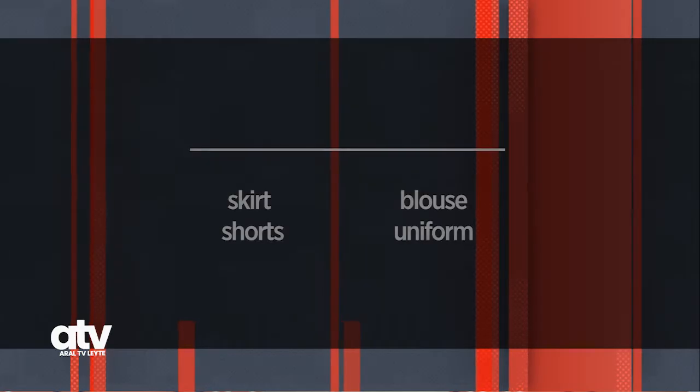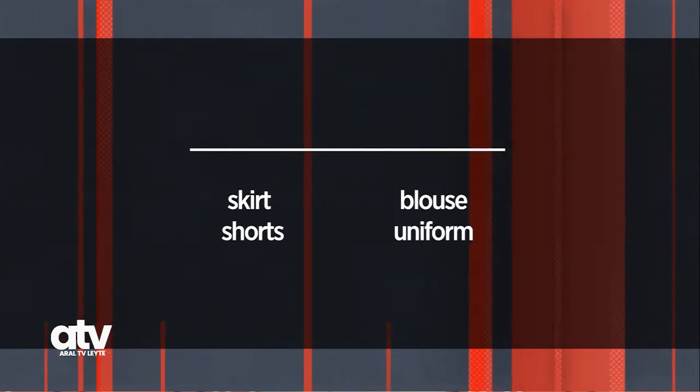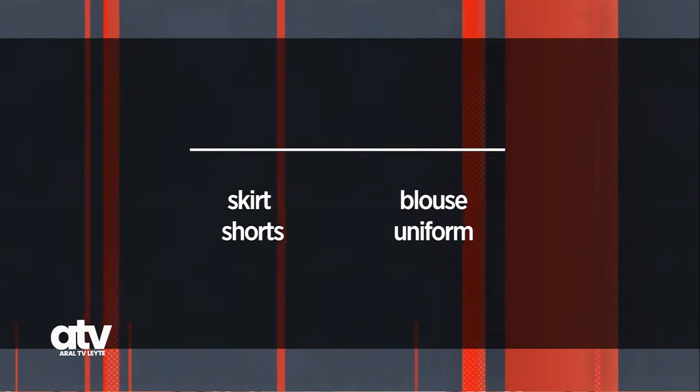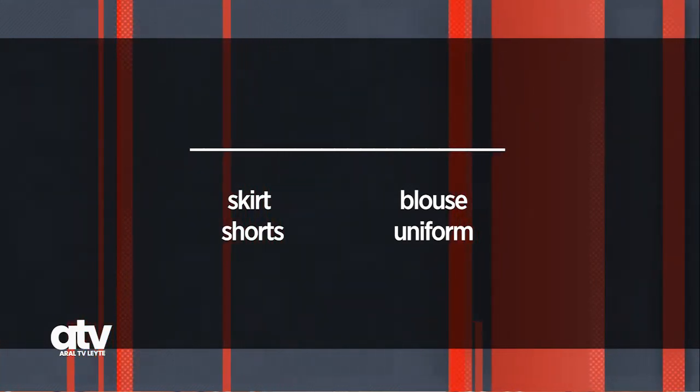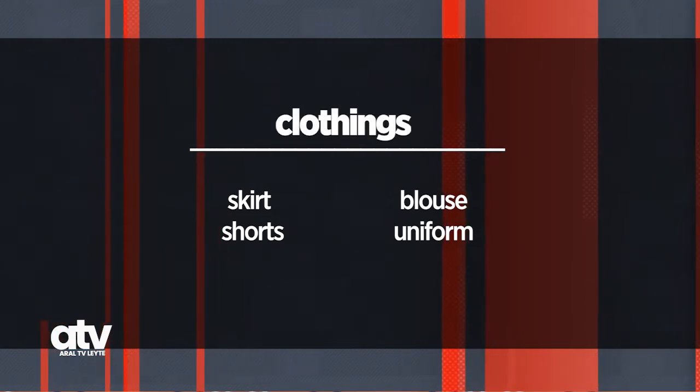Now that we have learned how to distinguish between general and specific statements, we are ready to answer the following sets of activities. In the first activity, you will be given sets of specific ideas or related words, and you will give the general idea. For example, skirt, shorts, blouse, uniform. Your answer would be clothing.